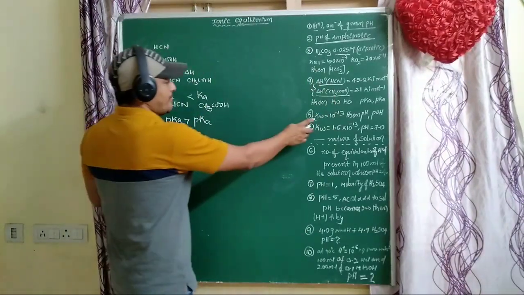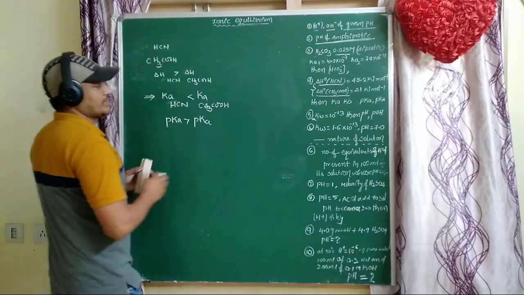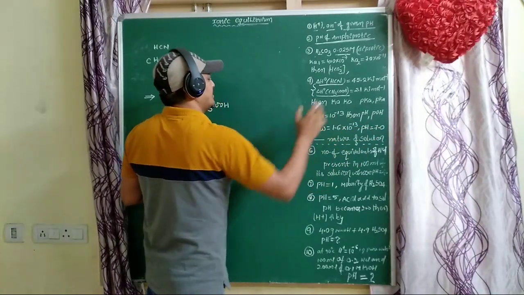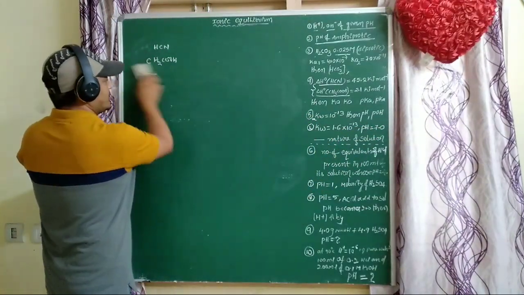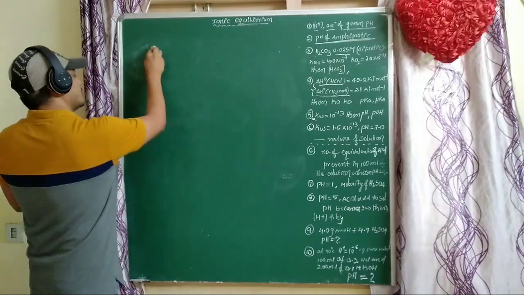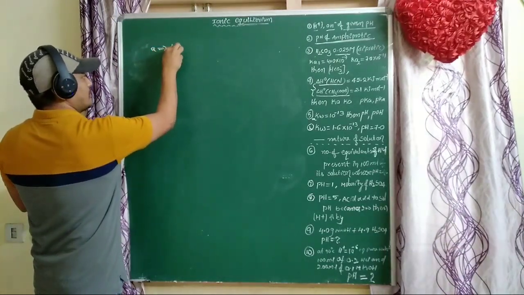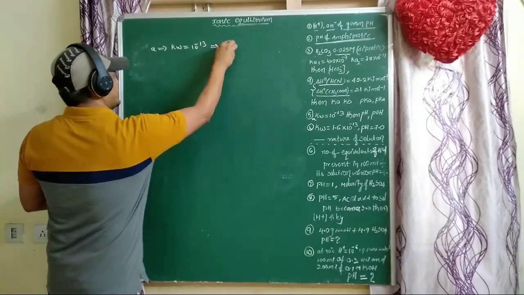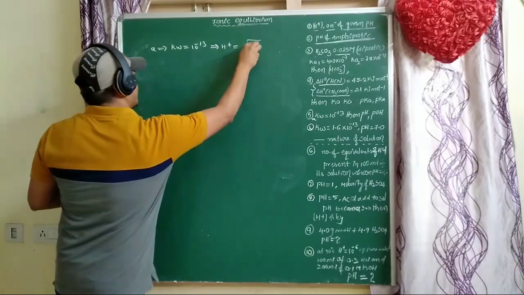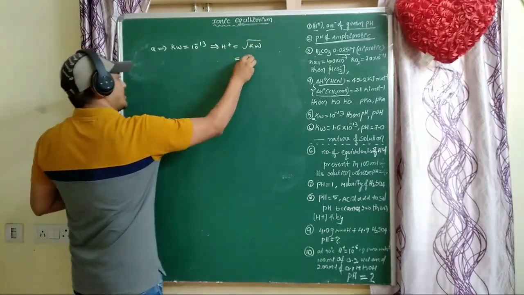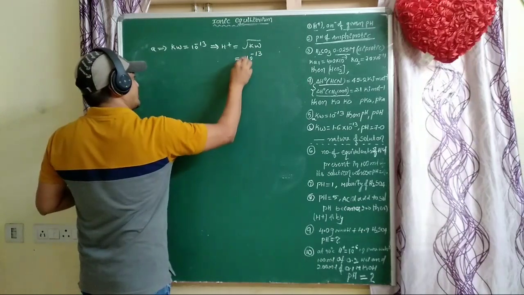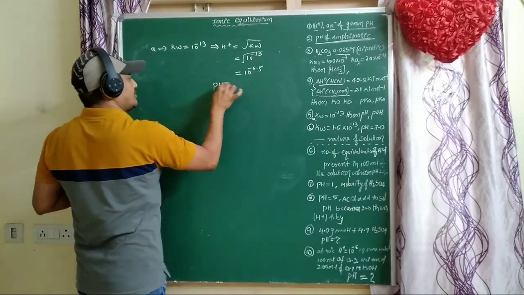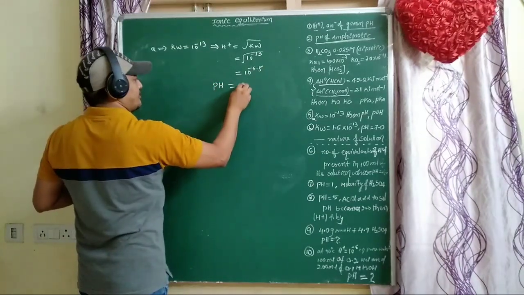Next, Kw equal to 10 power minus 14 is given. Then calculate the pH and pOH. Another sum is there. So first in 5a, Kw equals 10 power minus 13. Here the H plus concentration equals the square root of Kw, so the square root of 10 power minus 13 equals 10 power minus 6.5. So the pH is 6.5.